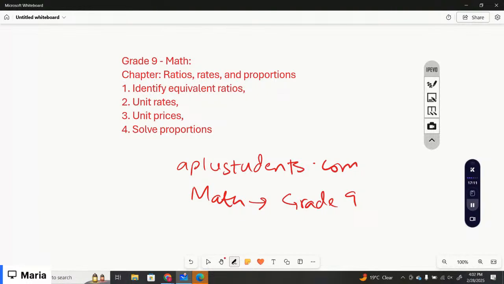The lessons we're going to cover today: we're going to start with the chapter ratios, rates, and proportions. The lessons are identify equivalent ratios, unit rates, unit prices, and solve proportions. Please make sure you have your notebook and pencil so that you can note down the important examples and definitions as well.